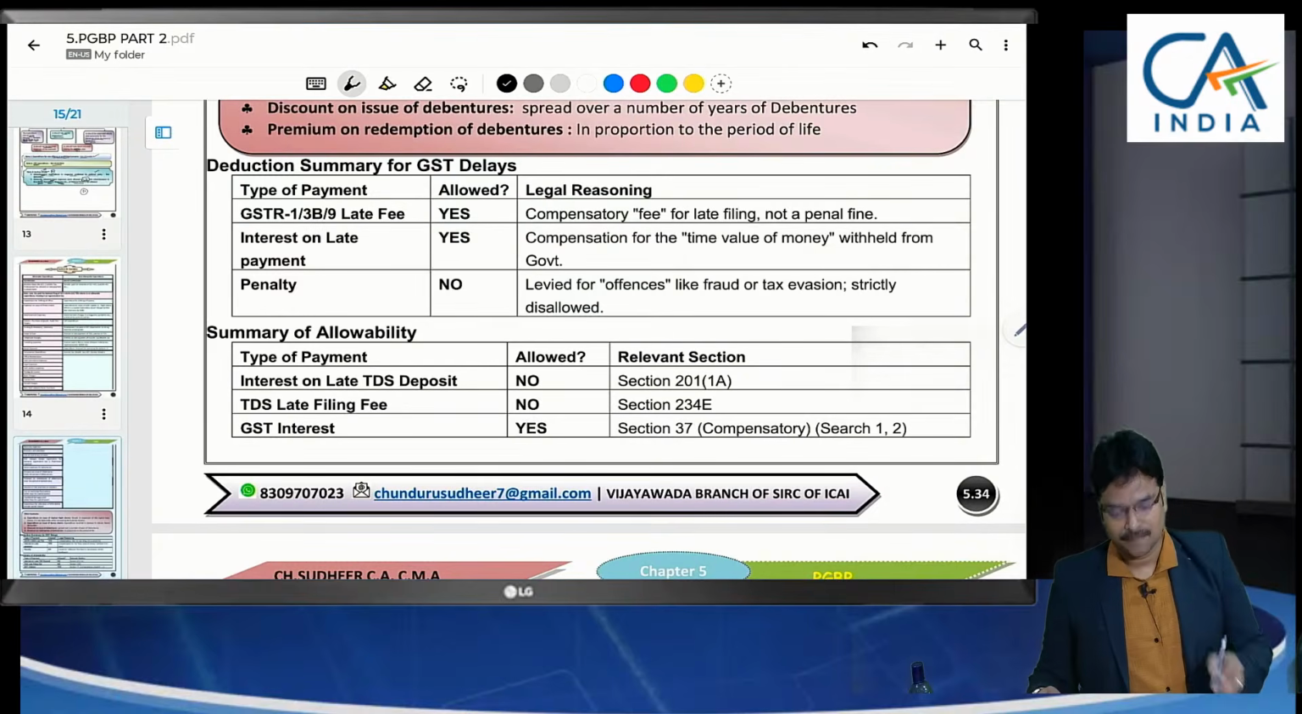First, beginning with GST delays. GST late fees for GSTR-1, 3B, and 9. Can we claim deduction? Yes, because they are compensatory fees only. They are not penalties.